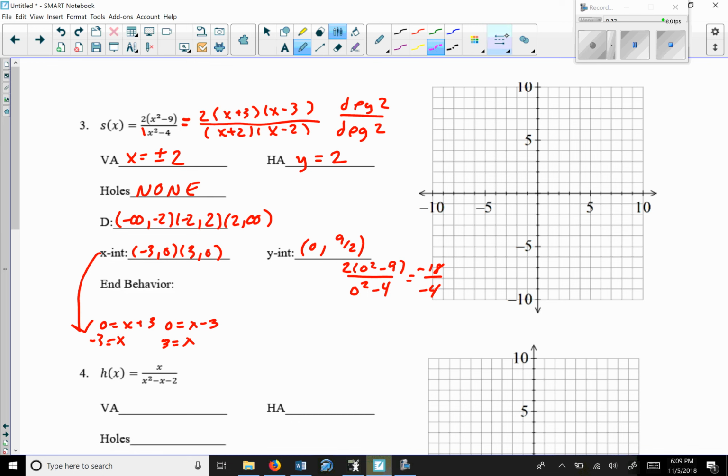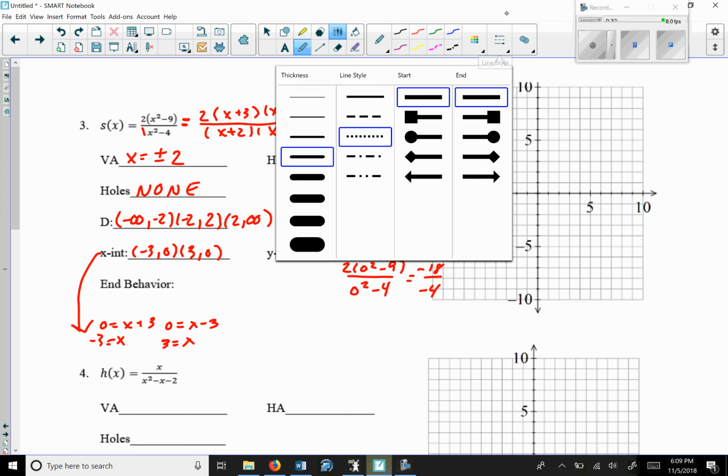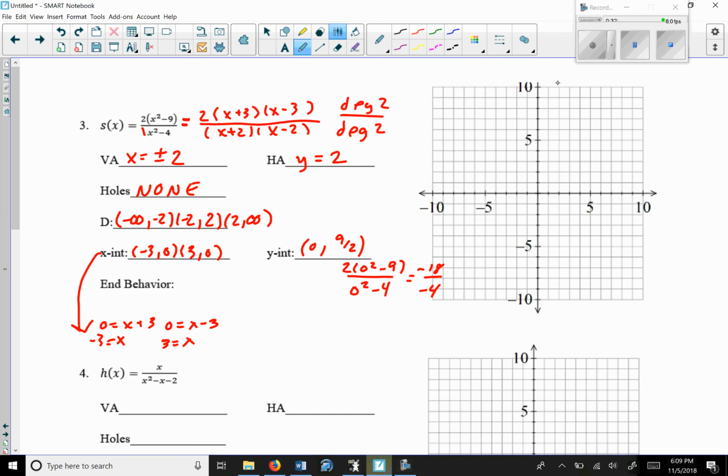And so let's go ahead and start to graph this out. So when I'm graphing this, we have our two vertical asymptotes at 2 and -2. And we also have an asymptote at y equals 2. And so let's go ahead and use the information we're given. So we have x-intercepts at -3 and +3. And we also have a y-intercept of (0, 9/2), which is 4.5.